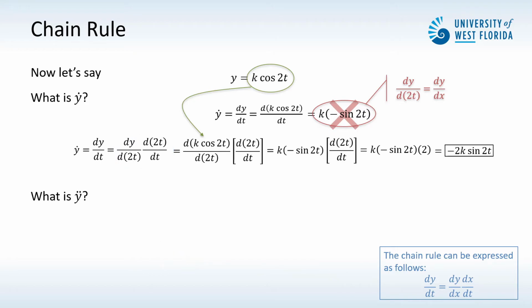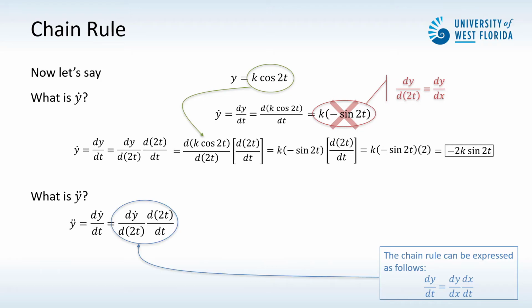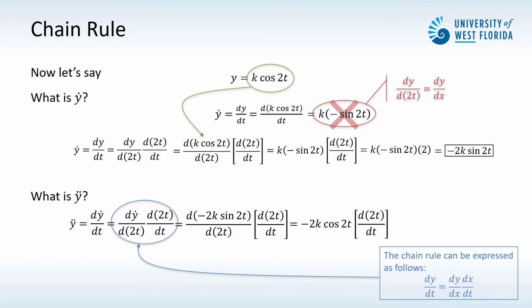Okay, what if we wanted to find y double dot? Well, we just do the same thing again. Y double dot is dy dot dt, and I'm going to apply the chain rule again and plug in the expression for y dot that we just found. The derivative of that expression with respect to time is negative 2k times cosine 2t. The derivative of 2t with respect to time is just 2, and the final answer simplifies to negative 4k cosine 2t.